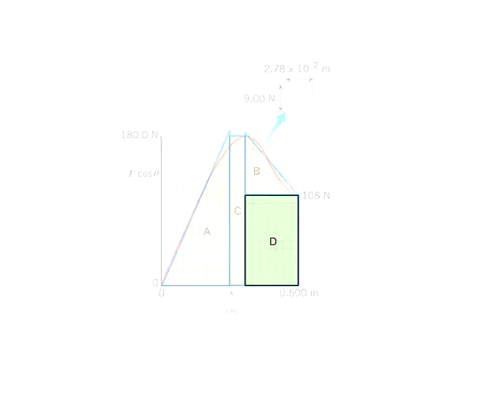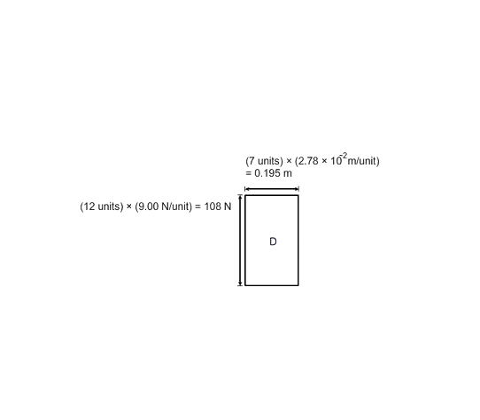Now we look at rectangle D. It has a base of 0.195 meters and a height of 108 newtons. Its area is its base times its height, and that area will be in joules. So, the area of rectangle D is 0.195 meters times 108 newtons, which is 21.1 joules.